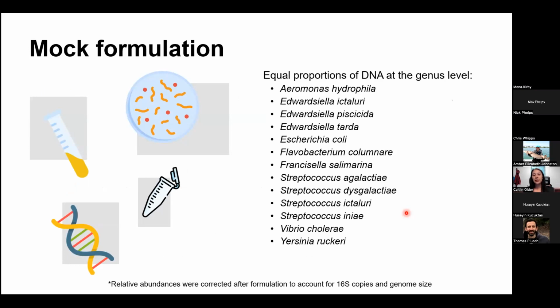We confirmed the identity of these species either with Sanger sequencing or qPCR, and then combined equal proportions of the DNA at the genus level. So although we have 13 bacterial species, these are incorporated as 8 different genera. All of the data that I'll show from here on out with the relative abundance of this mock community is after correcting the proportions based on the number of 16S copies and genome size for each species.